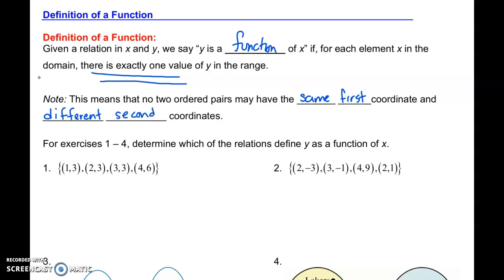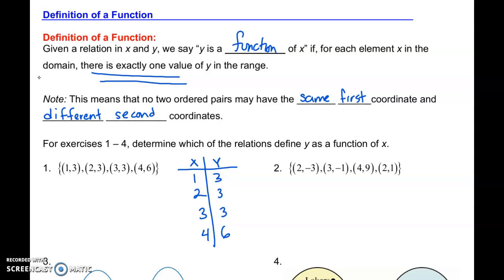We talked about the x, y coordinates, and sometimes we'll see them in a table form, sometimes in a list form. I have 4 problems here, and I want to show you which of these defines y as a function of x. Sometimes it might be easier to put the pairs in a table form. So the ordered pairs 1, 3; 2, 3; 3, 3; and 4, 6 would be written like this. Does this fit the definition?